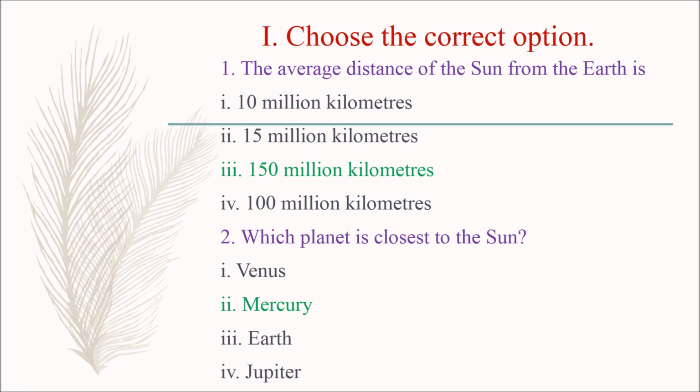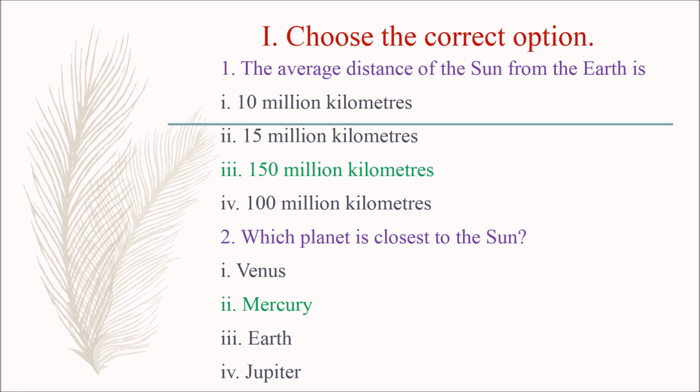Roman letter 1. Choose the correct option. Question number 1. The average distance of the sun from the earth is option number 1 10 million kilometers, option number 2 15 million kilometers, option number 3 150 million kilometers, option number 4 100 million kilometers. So the answer is option number 3 150 million kilometers.